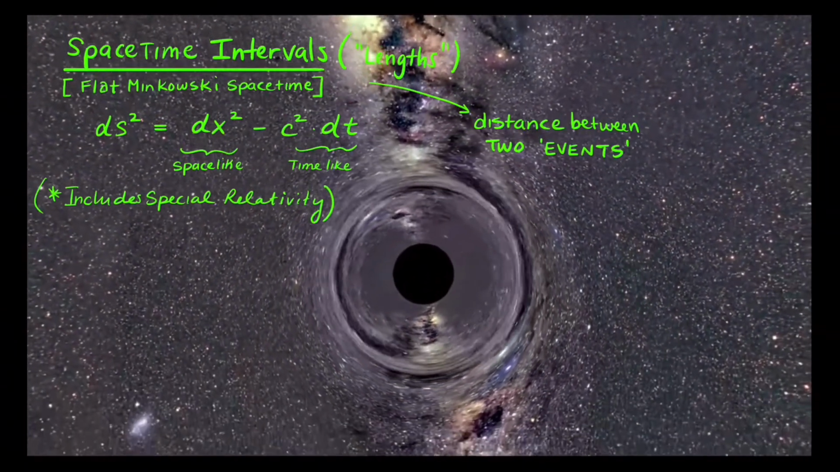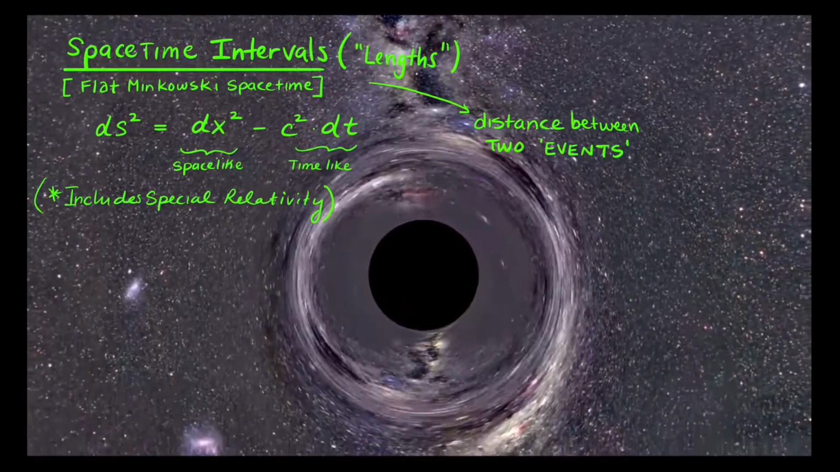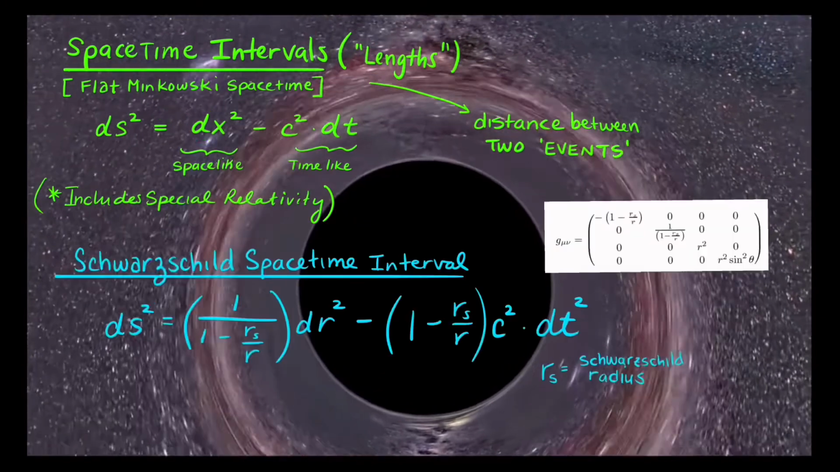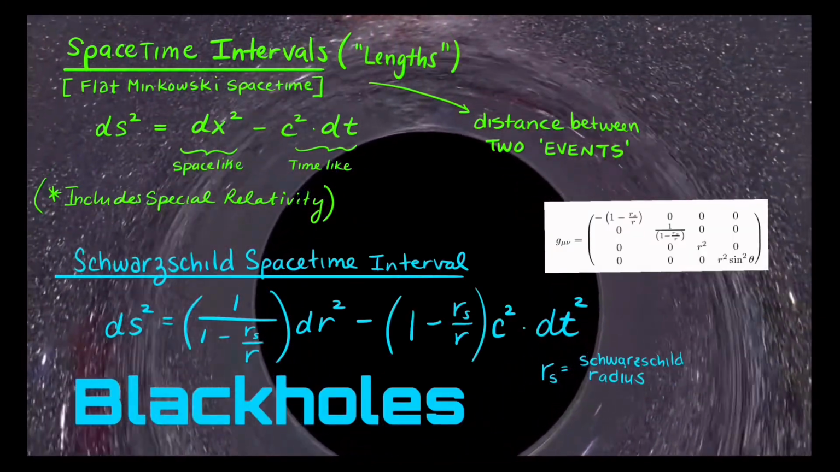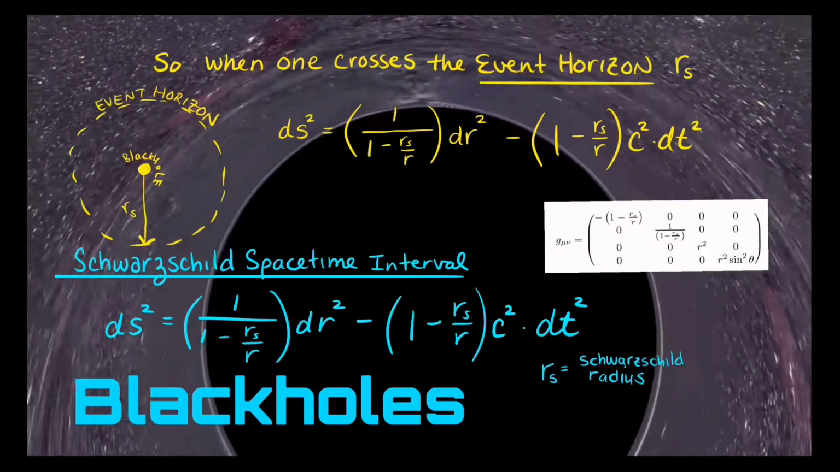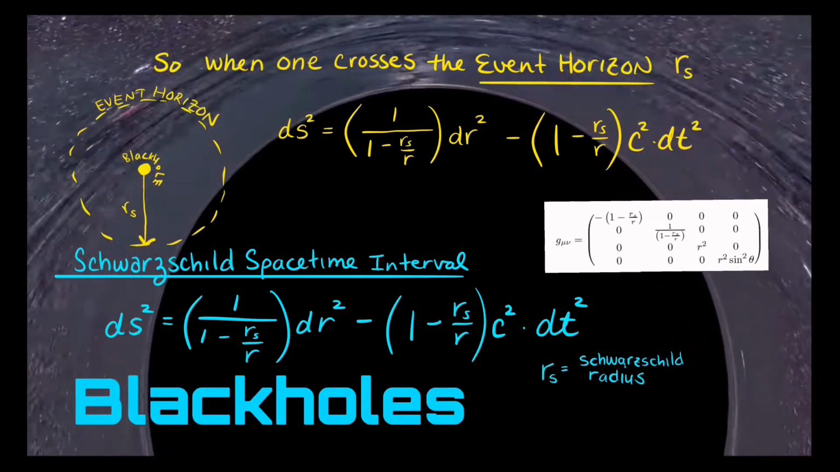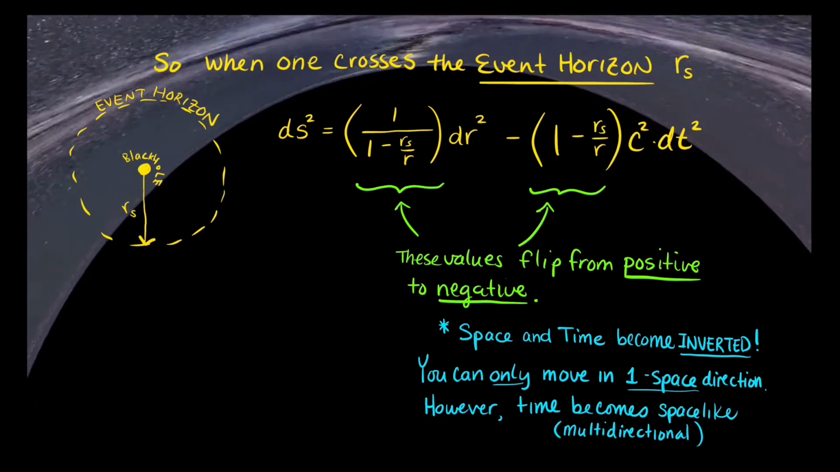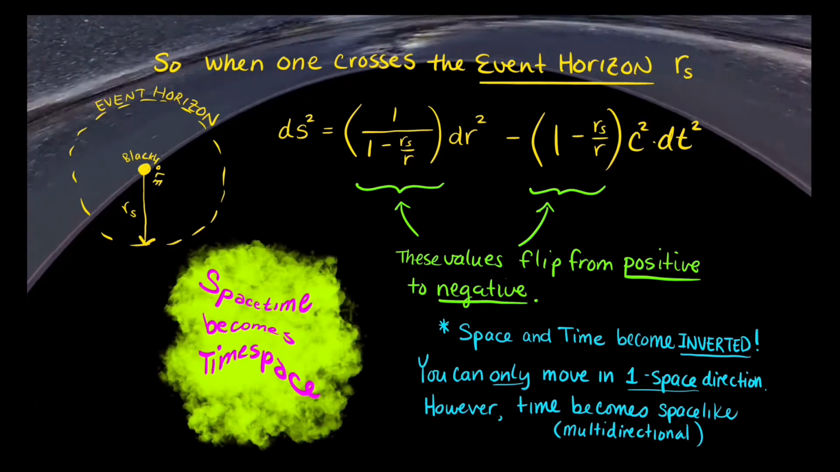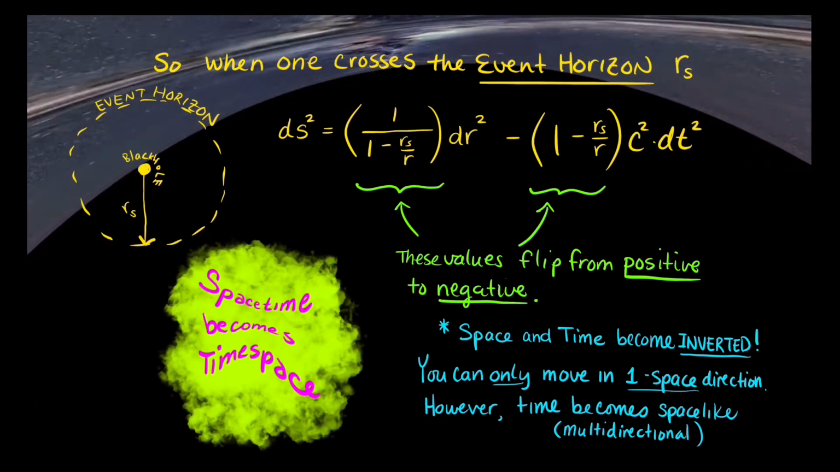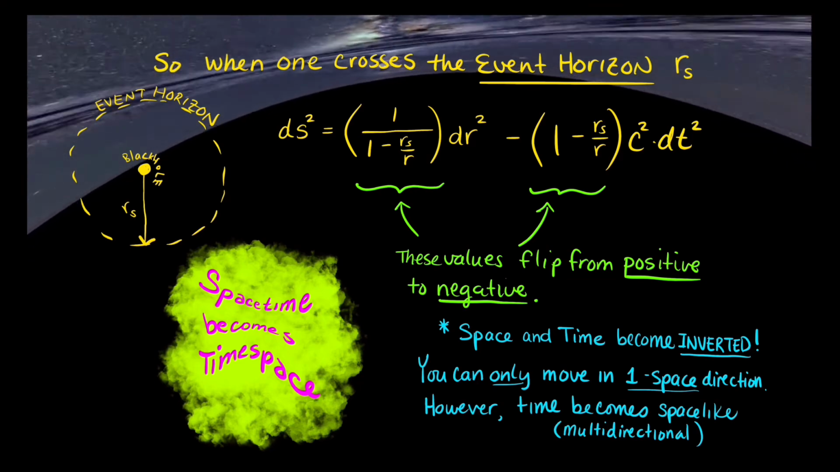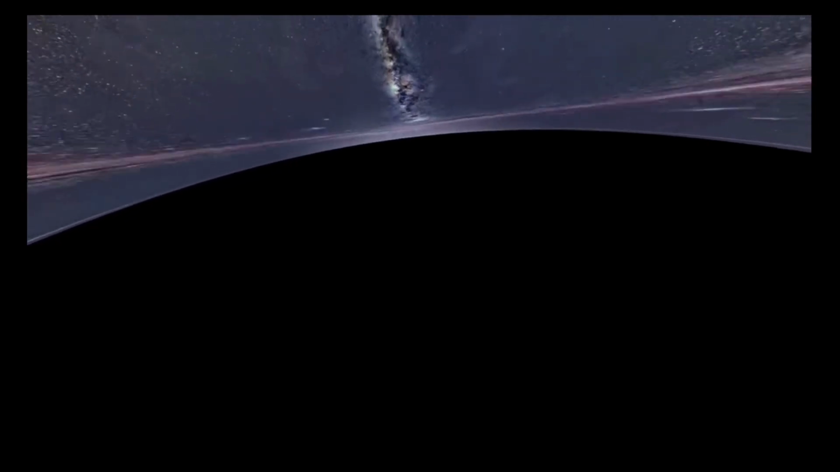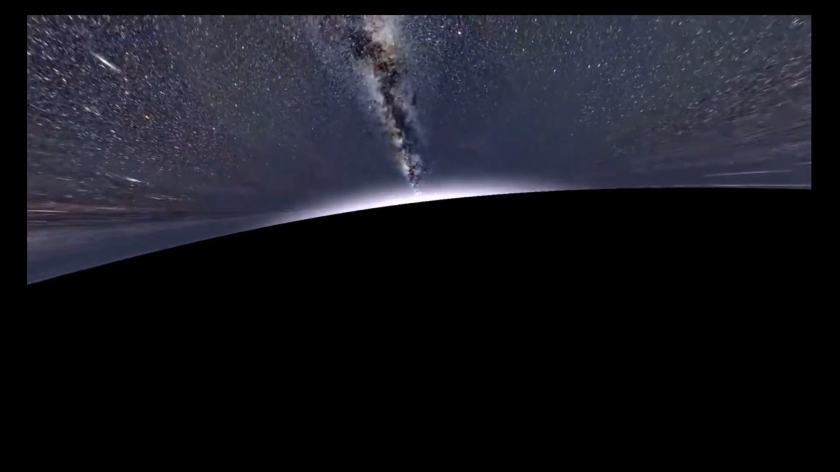Einstein's theory of relativity showed an intimate connection between space and time. So space-time metrics are often used when finding a distance between two events. In a black hole, once you've crossed the event horizon, the point of no return, space and time become inverted. You can only move in one spatial direction, but time seems to flow in multi-directions. Space-time becomes time-space. And for that reason, I'm out of here.